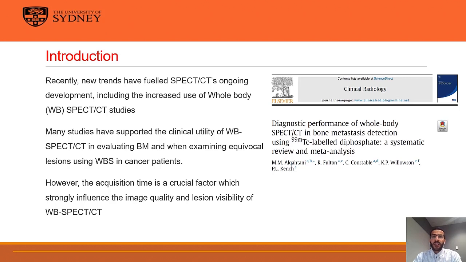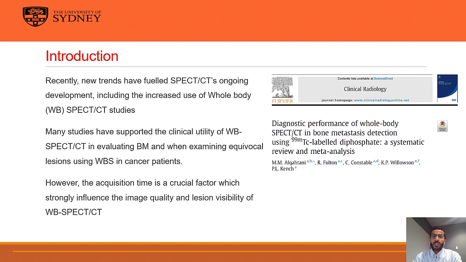Also, there are many advantages of using this technique, which is whole body SPECT CT. It presents a better sensitivity and specificity as well. The workflow could reduce the patient's discomfort. Also, there is no need for patient repositioning as well as immediate image evaluation by the physicians.